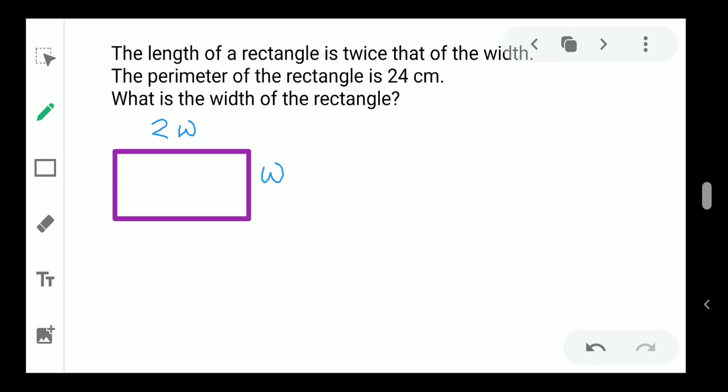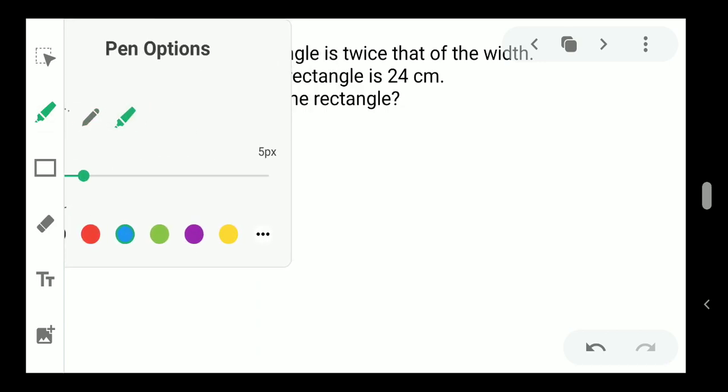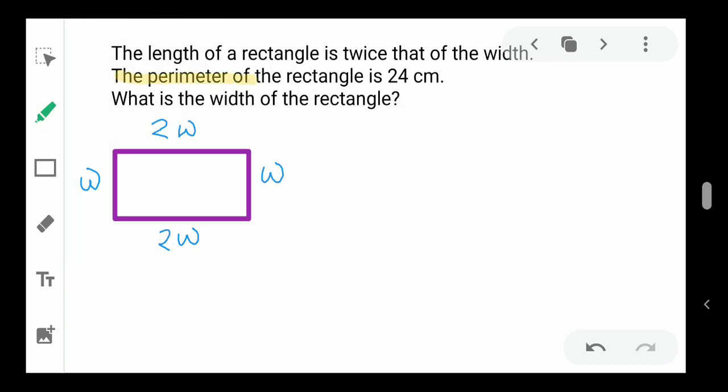Fine. So now it's 2w, and this is again 2w because opposite sides are the same, and this is w, and then the perimeter is 24. So this is the condition. I told you already that you have to identify the conditions. The perimeter being this much is one condition, and the length of the rectangle being twice the width is another condition.